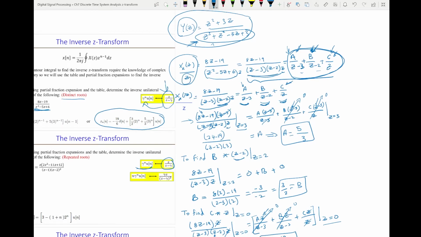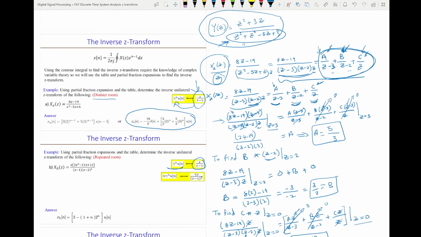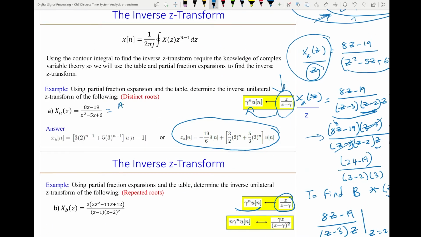I could have solved it this way. I could have just said this equals A over Z minus 3 plus B over Z minus 2. Then I solve for A, I solve for B, and I will get a constant. And A will be 5 over Z minus 3, and B will be 3 over Z minus 2. Now, I don't have this in the table, or this one.